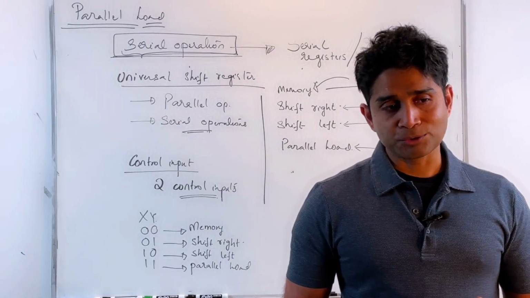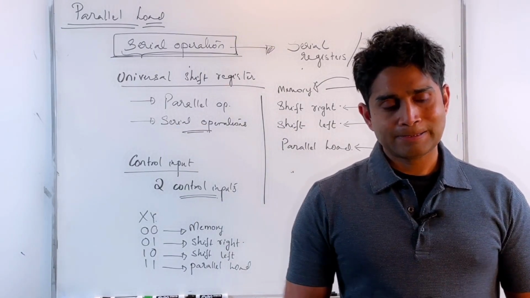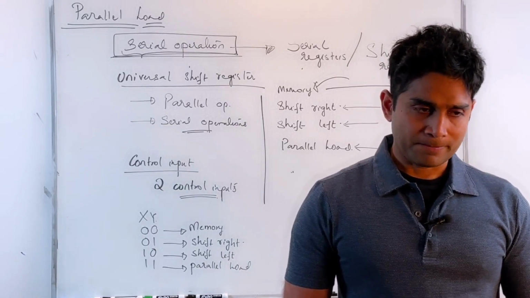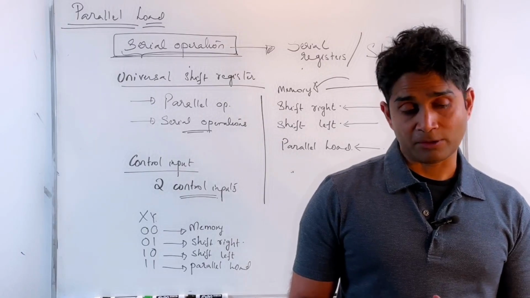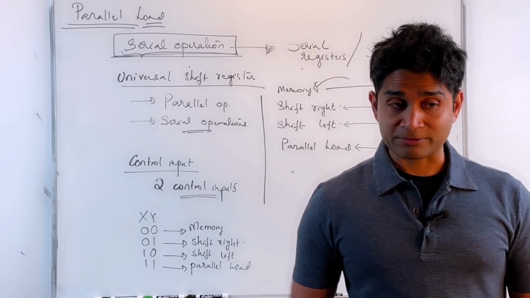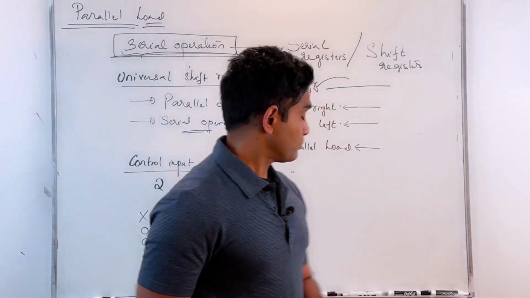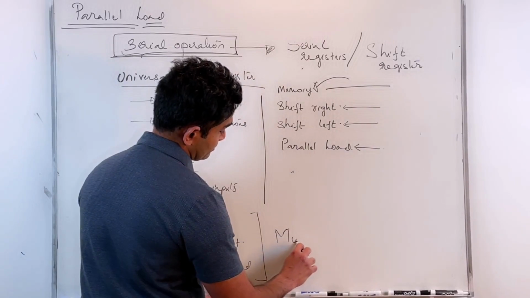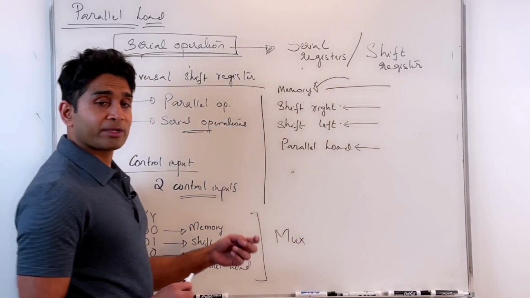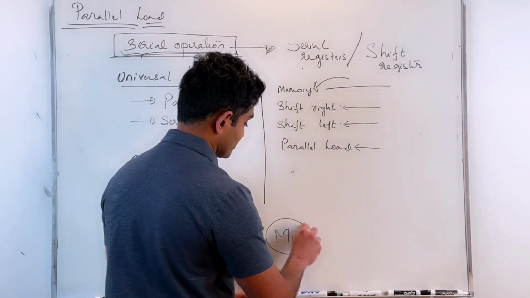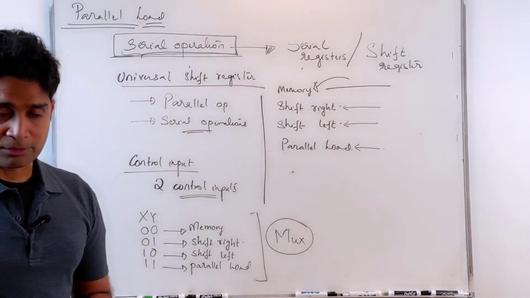Again, going back to our design of a simple parallel load register where we use a multiplexer. Your multiplexers can come really handy here. That's another example of how we can apply multiplexers in our design. So that's a mux. We will use a mux in the design of this particular circuit.